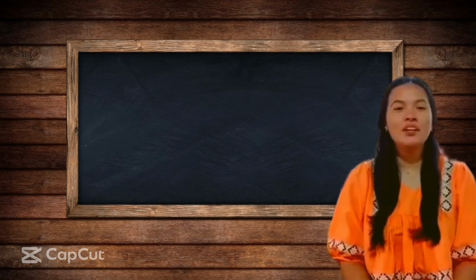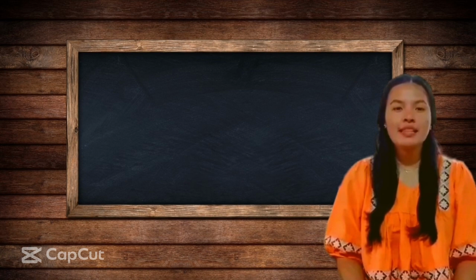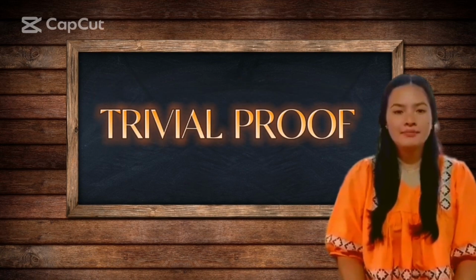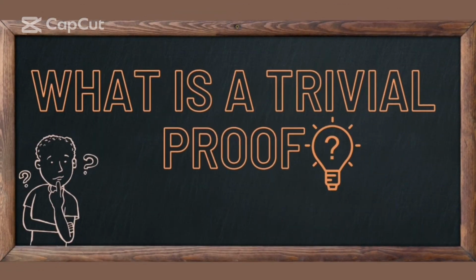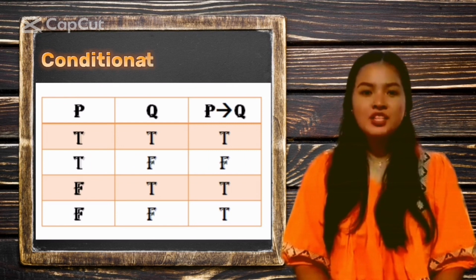Today's video, we are going to talk about one type of proof, and this proof is considered one of the easier types of proof, and that is trivial proof. So what is trivial proof? To explain a trivial proof, here's a truth table for a conditional statement.